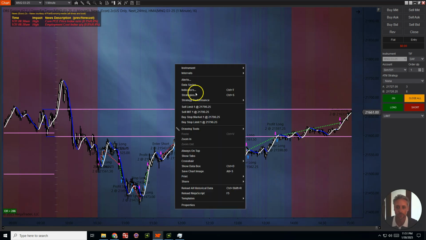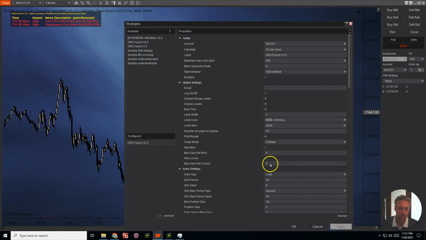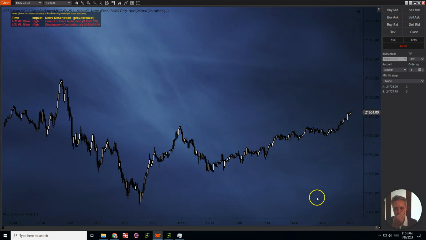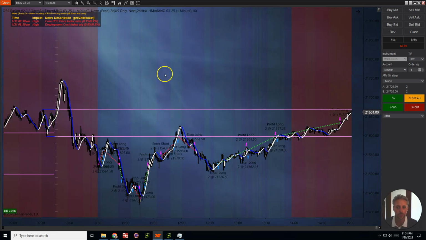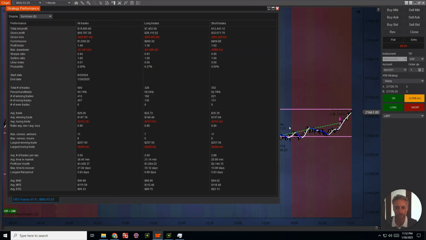So let's just for fun, let's go in and see what 6 would do, rather. And okay, we can see ORS is calculating. And we are ready. Okay, this is 6. 6 allowable losses in a day before ORS stops trading.